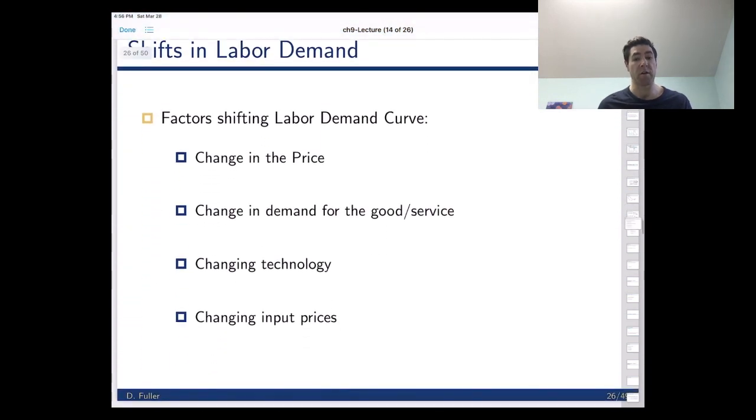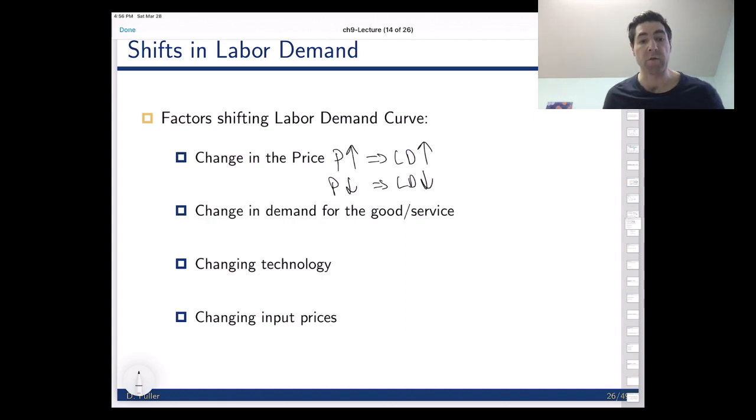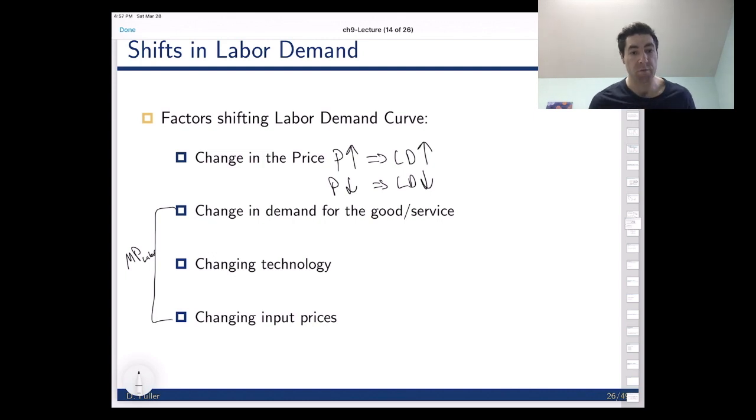So let's take a look at what shifts the labor demand curve. As I said, a change in the price. Pretty straightforward. If the price goes up, the labor demand curve is going to shift to the right. If the price goes down, the labor demand curve is going to shift to the left, because the value of the marginal product has gone in that direction. Each extra worker adds more or less to revenue depending on the price of the good. Now these three down here all amount to effectively changing the marginal product of labor, the additional output that each extra worker is able to produce.